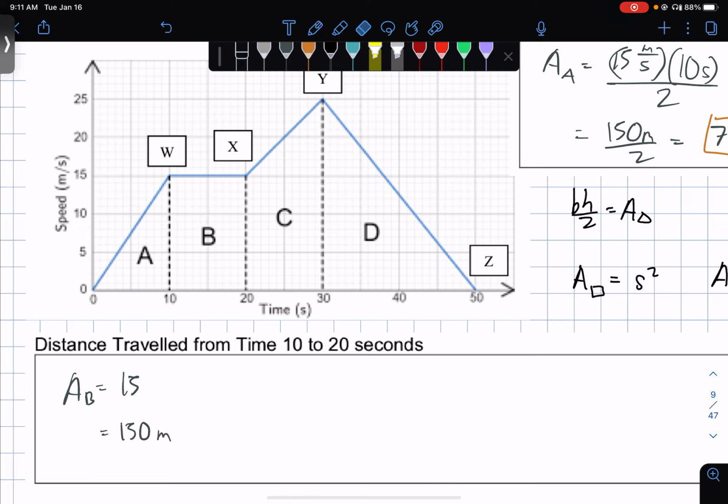Well, yeah, you have to write the units. Speed is meter per second. Time is 10 seconds. So you cancel the S's, you remain with the meter unit.